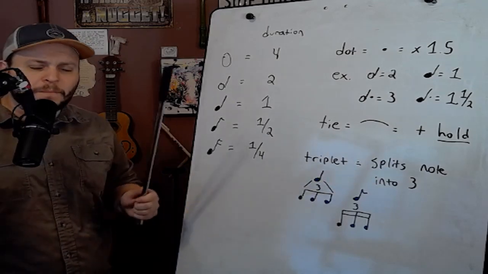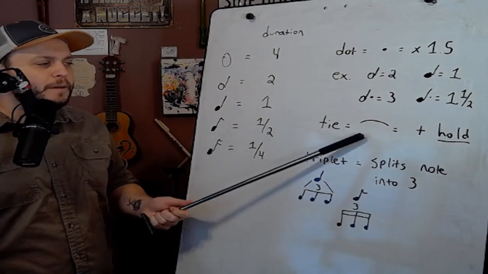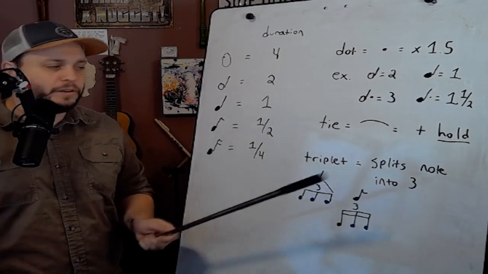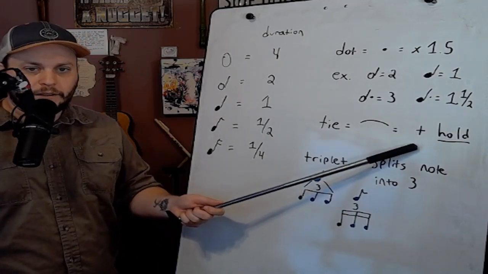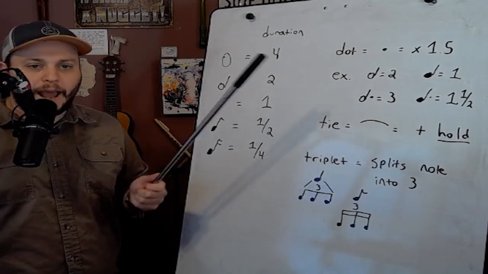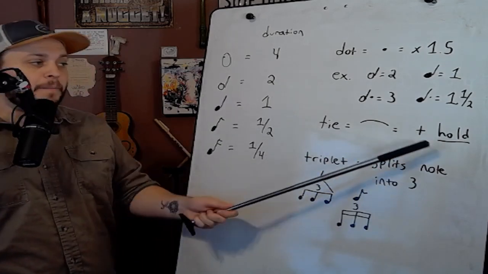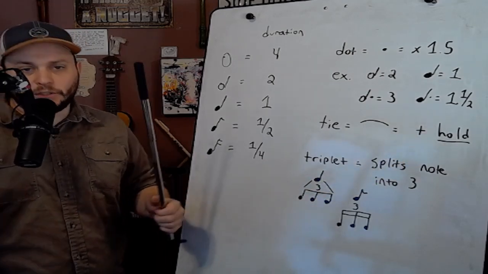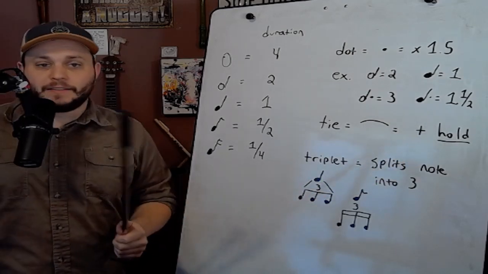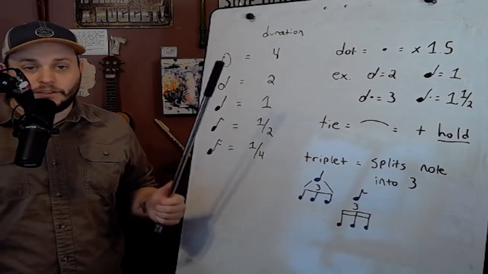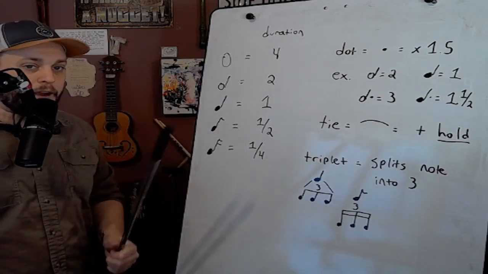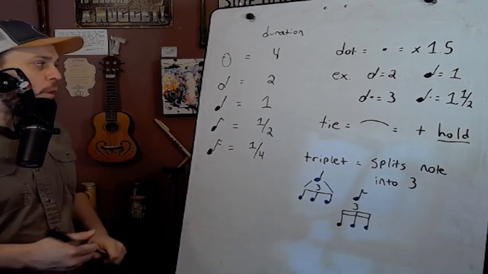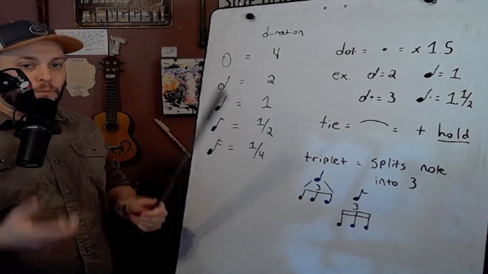Just to backtrack a second, the way I usually present what a tie is to my younger students is it's like a plus sign. That's really what it means. It adds the two rhythms together and you hold for the length of the notes that are tied. It's usually going to be two or three notes, but you can have a tie that rings out basically to infinity. So it's like a plus sign. So say you have a quarter note, and then it's tied to a half note. You will hold that note for three beats.